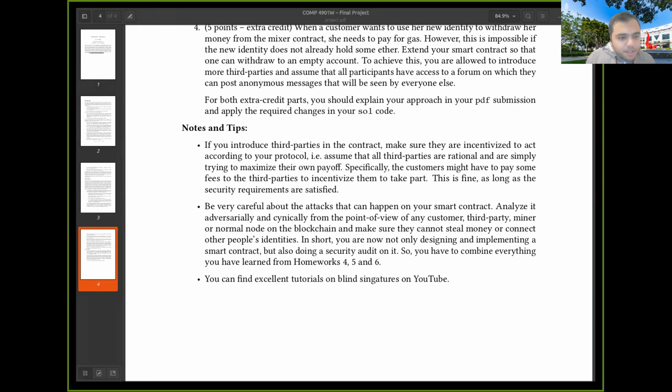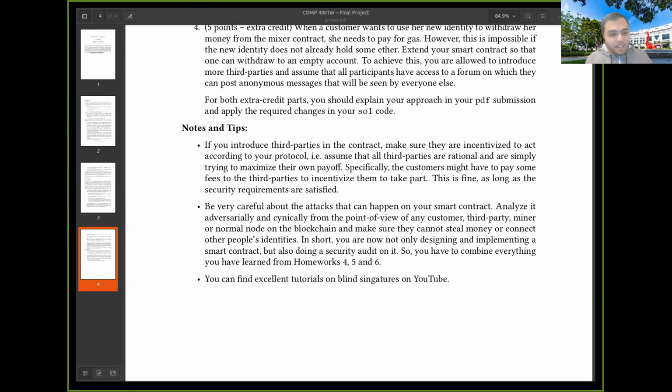So another question is, can we assume that if we include many third parties, they will not all collaborate to steal the money? No, you cannot assume that. This goes back to the problem of identities on the blockchain. Generally, you cannot know if two different public keys belong to the same person.